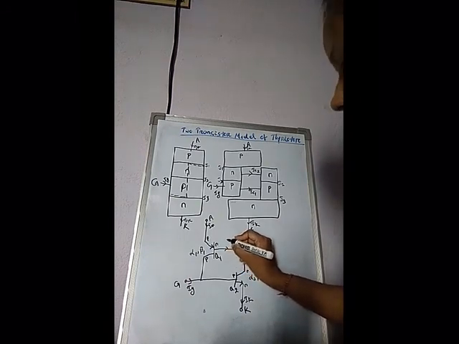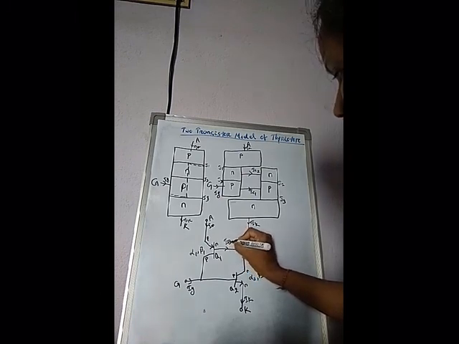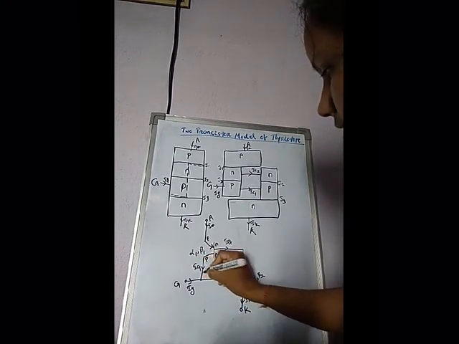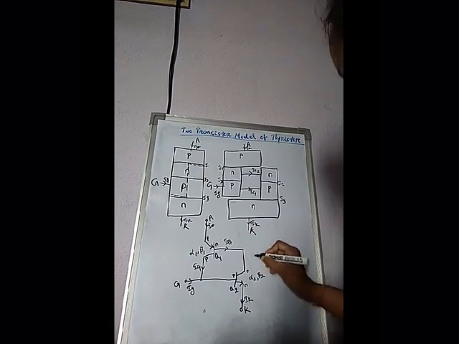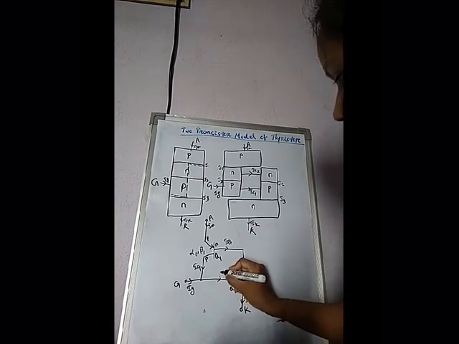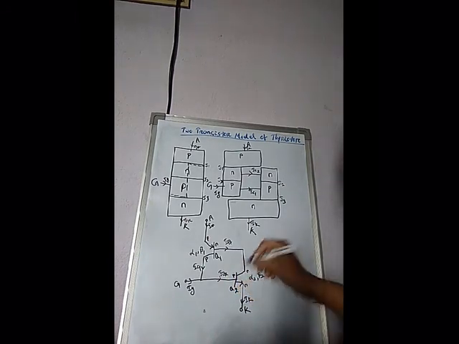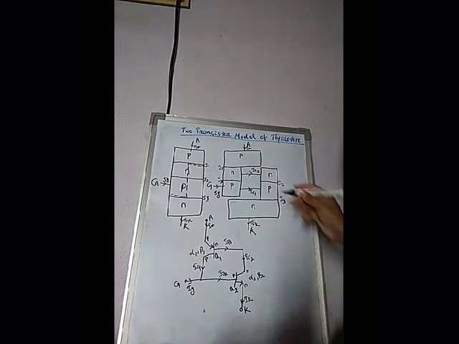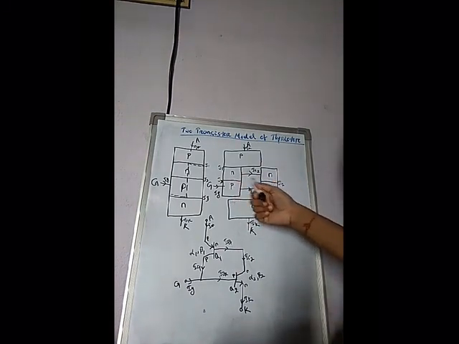For this transistor Q1, IB1 represents the base current and IC1 represents the collector current. For transistor Q2, IB2 represents the base current and IC2 represents the collector current. Okay. So this is the circuit representation of the two transistor model. Clearly understood? And in between these two transistors, junction J2 is the common junction.